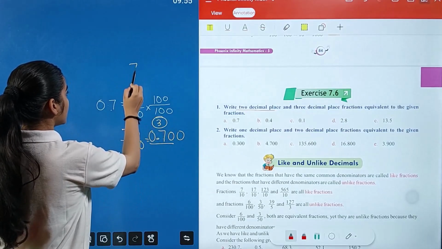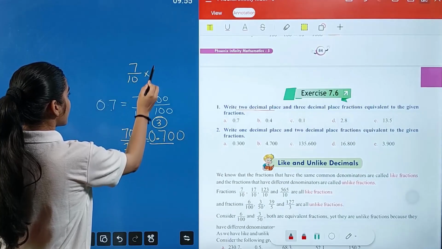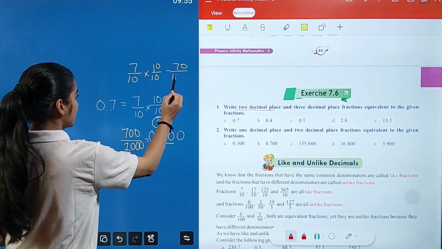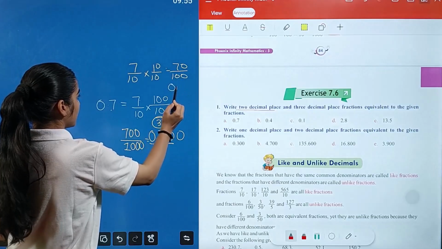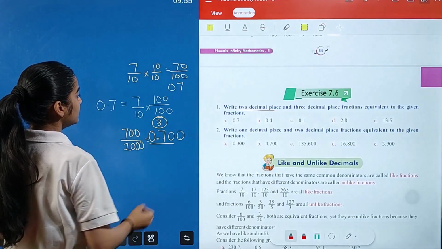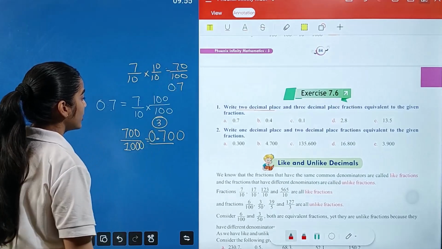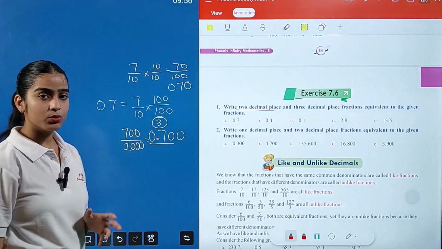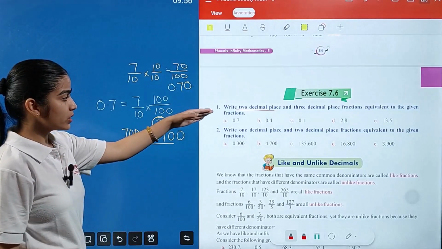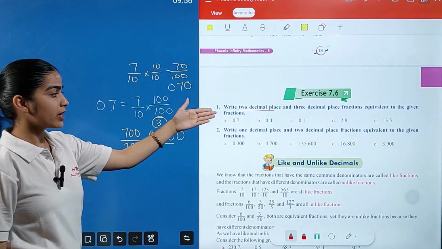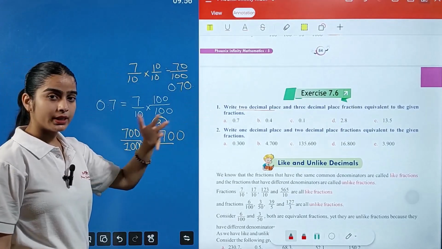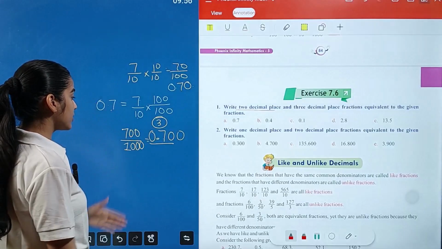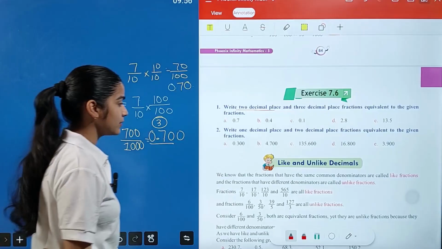Next we have to convert it into 2 decimal places, so we have to multiply it with 10. You will get 70 upon 100. So the fraction will be 0.70. Okay students, so the same way we can do the rest of the questions we have. For 2 decimal places, we have to multiply the given decimal with 10, numerator and denominator both of them. And for the 3 decimal place value, we have to multiply it with 100 and we will get our answer.